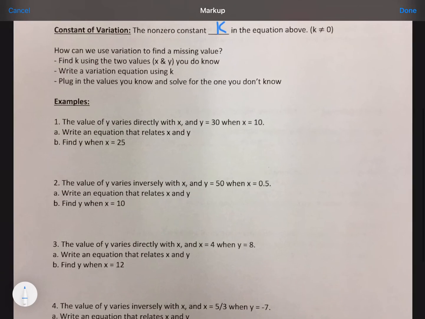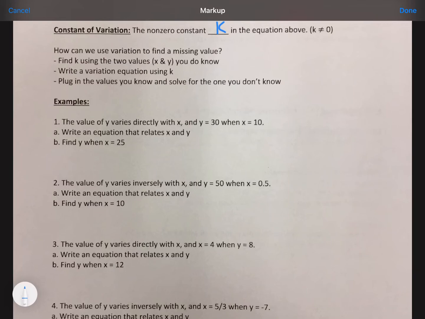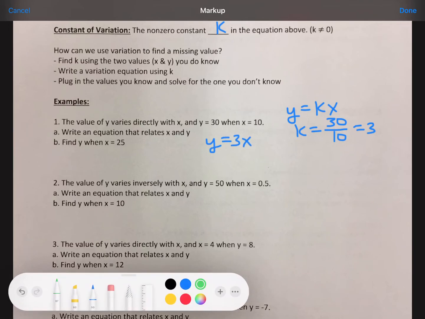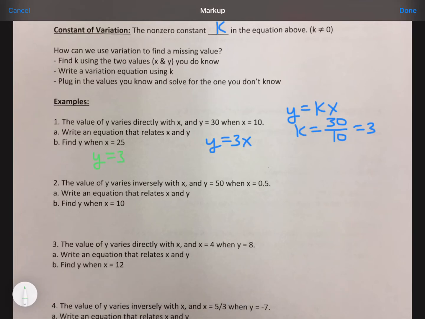So if we look at example 1, the value of y varies directly with x. y equals 30 and x equals 10. So we know y equals k times x because it's direct. k equals y over x. So we get k equals 3. That means we have an equation of y equals 3 times x. Then we need to find y when x equals 25. So y equals 3 times 25, which is 75. So those are our two answers for number 1.